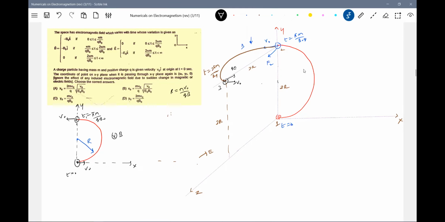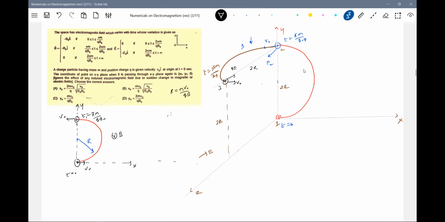Now, what is the type of motion it will describe? Accelerated motion. So it's going to deviate, and it's going to pass through the XY plane. Again, it's going to touch the XY plane. So can we calculate the time? To touch the XY plane, how much distance does it have to move? 2r. So we know this distance, 2r.